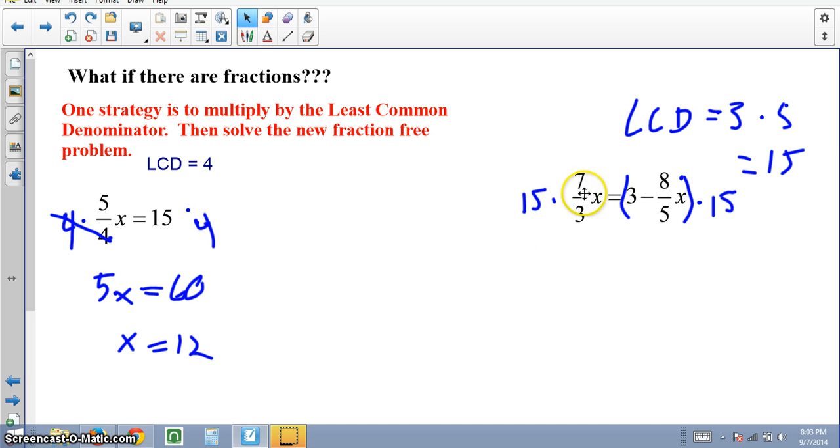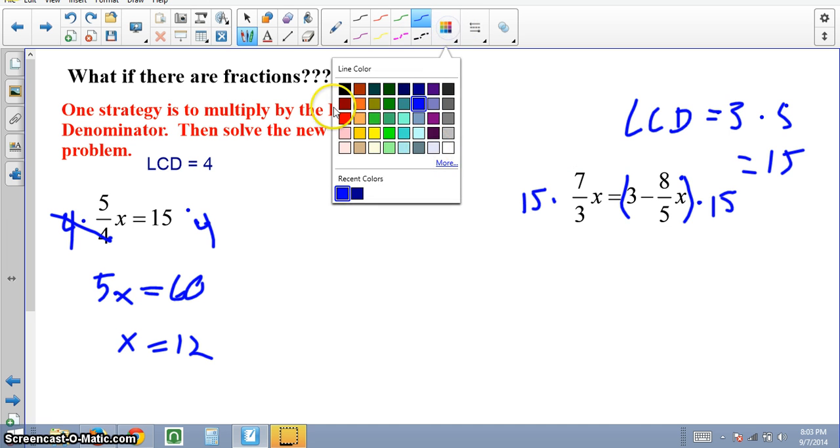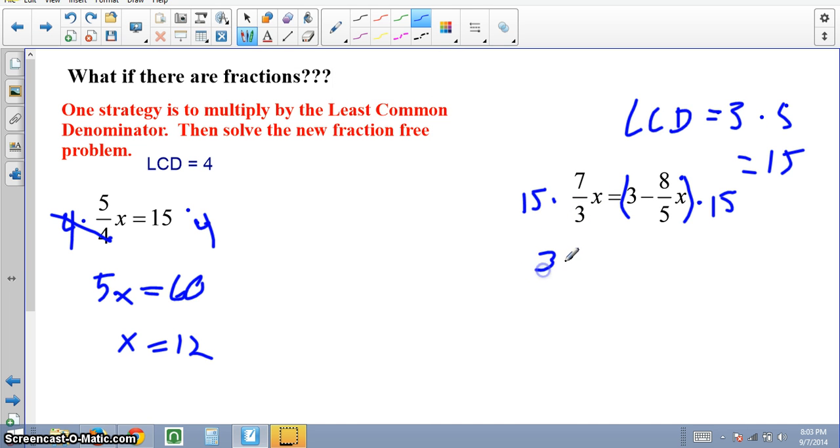So this works out to be 35 on the left, x. Okay, so you do 15 times 7 over 3. Or you could cross cancel here and get a 5. So it's 5 times 7 is 35. That's maybe the better way to explain it. And so here, the 15 has to distribute, so you have a 45, 3 times 15, and then when you multiply this out, you get 24x.